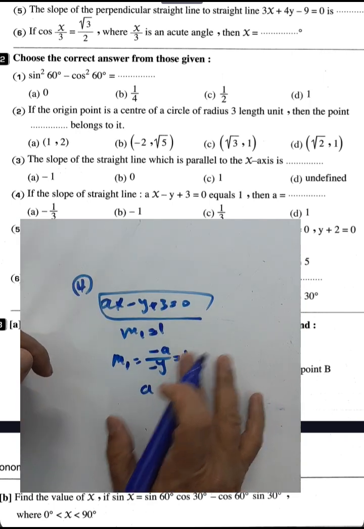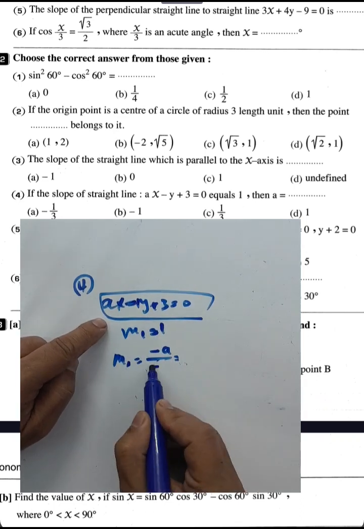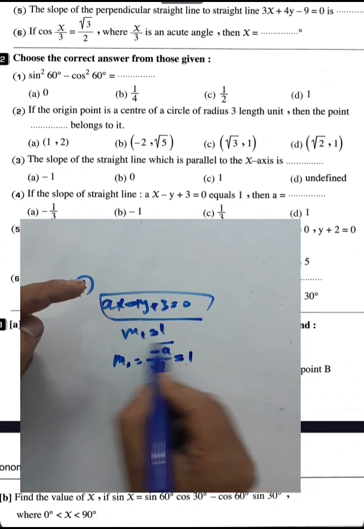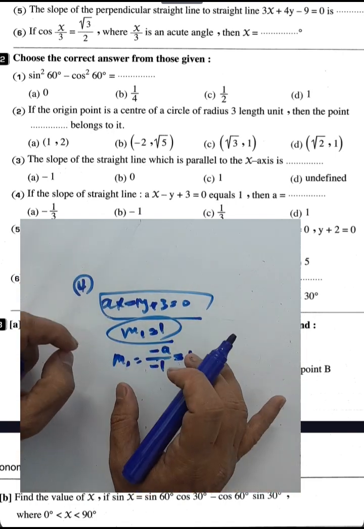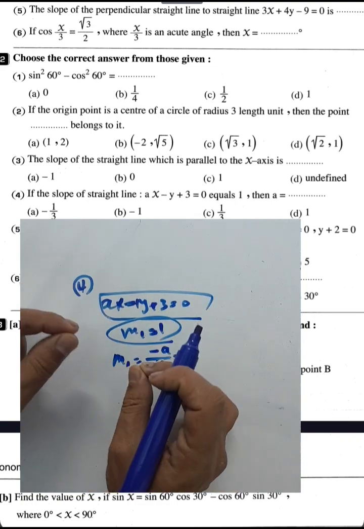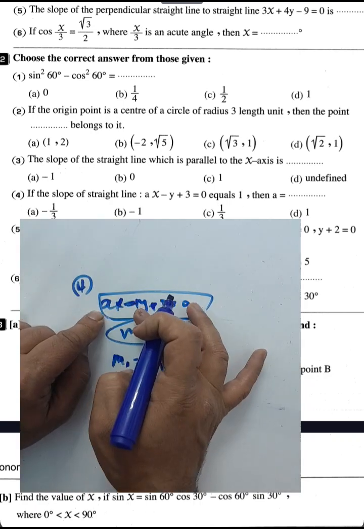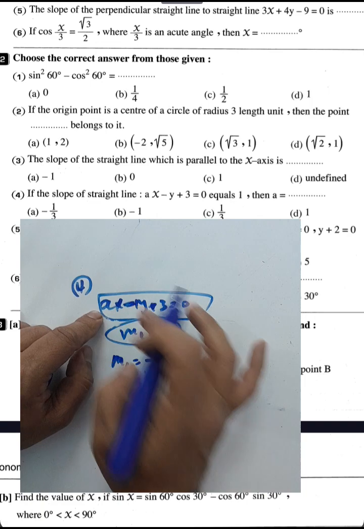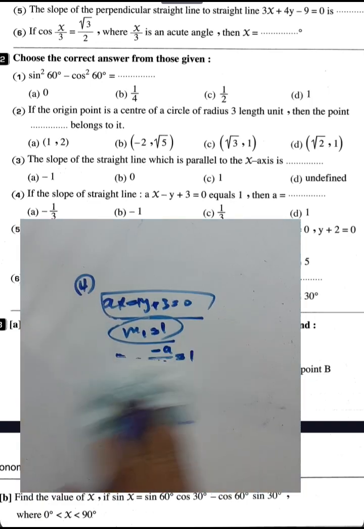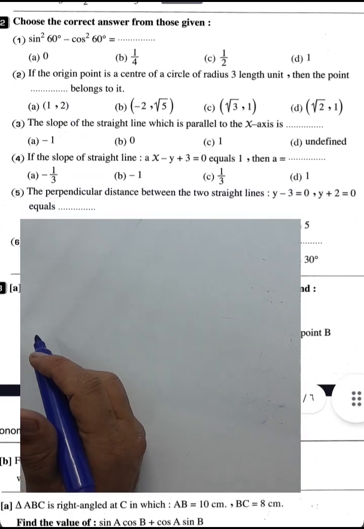Sorry, we have the slope equals negative coefficient of x over coefficient of y. Negative coefficient of x is negative a over the coefficient of y, and it will be 1. In this example, he gives us the slope equals 1 and wants to find a. We know the rule for any equation: the slope equals negative coefficient of x over coefficient of y, so negative a over negative 1 is a over 1 equals 1. Since the value of a equals 1, choose letter D for question number 4.